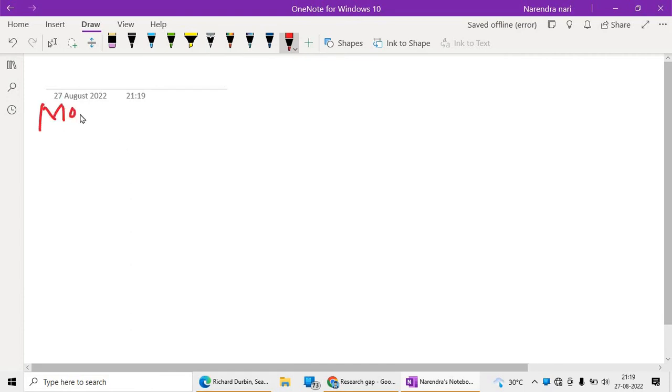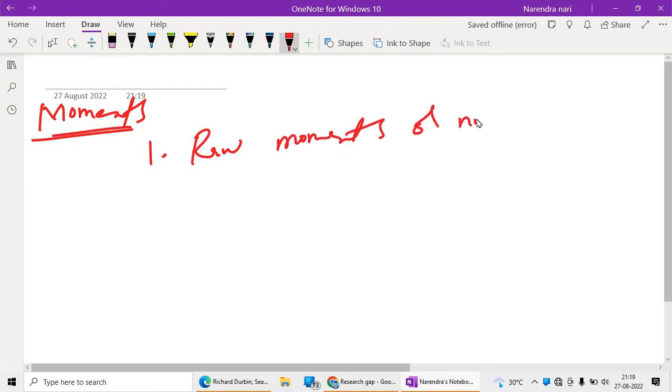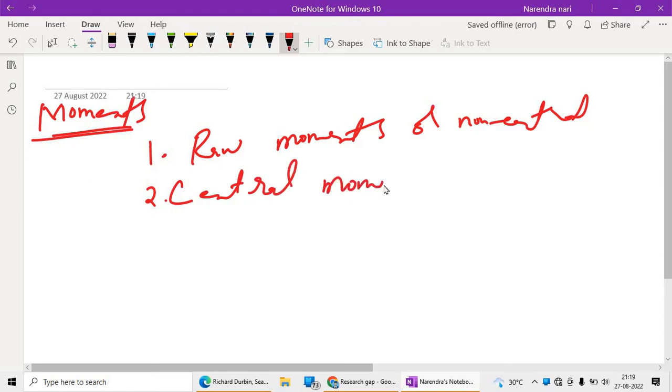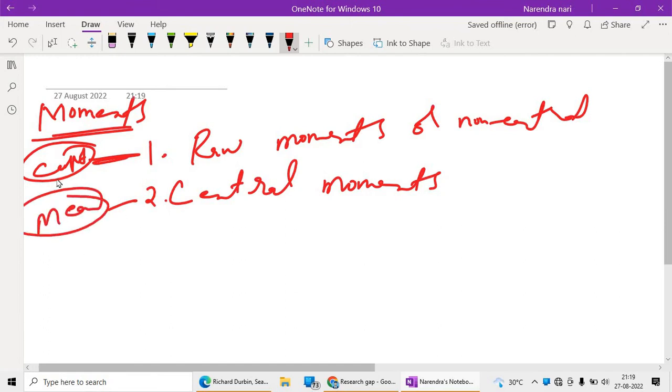So moments, generally there are two types of moments. One is raw moments, or non central. Number two is central moments. So raw moments are obtained from some constants, but central moments are obtained from our mean. Generally, raw moments are obtained from some constant value, but central moments are obtained from the mean.